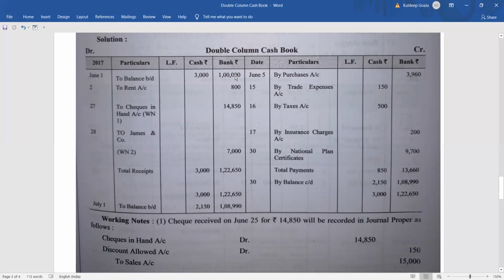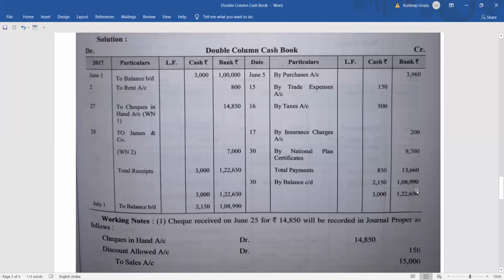So in the bank, we can see on the receipt side how much we have received: 1,62,650 rupees. And on the payment side, it is 13,660. That is 3,960 plus 9,700. So it is coming 13,660. This 200 is not there. Okay. So which side is more? Debit side. So take the debit side total.